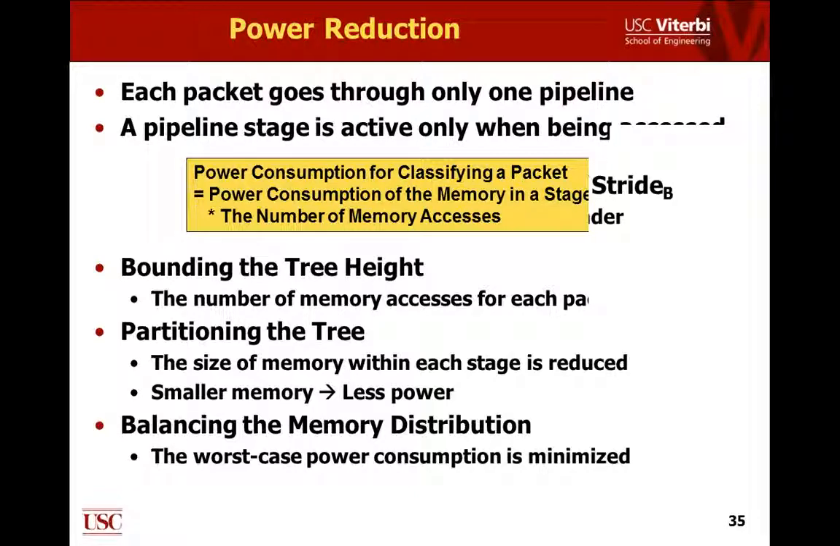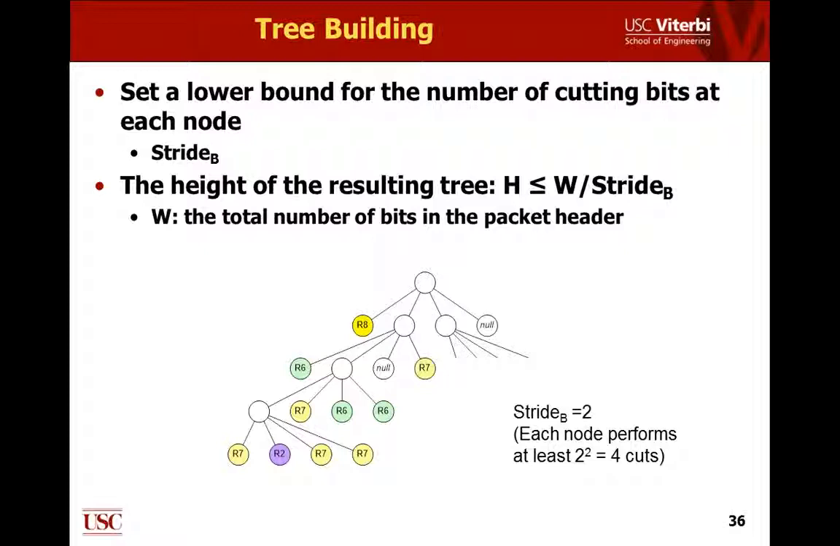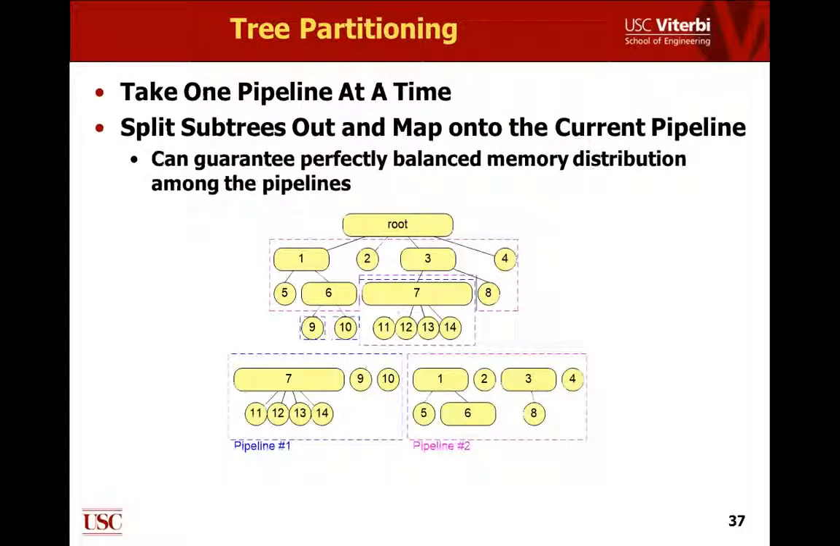This ensures that the peak power dissipation is also controlled, so that we don't have variation as we traverse the various stages or pipelines in these implementations. I'm going to skip some details here about how to build the tree. The essential idea is that we want to reduce the height by grouping multiple nodes, multiple layers, multiple levels into a single level. And then we also need to do some load balancing across the pipeline stages.